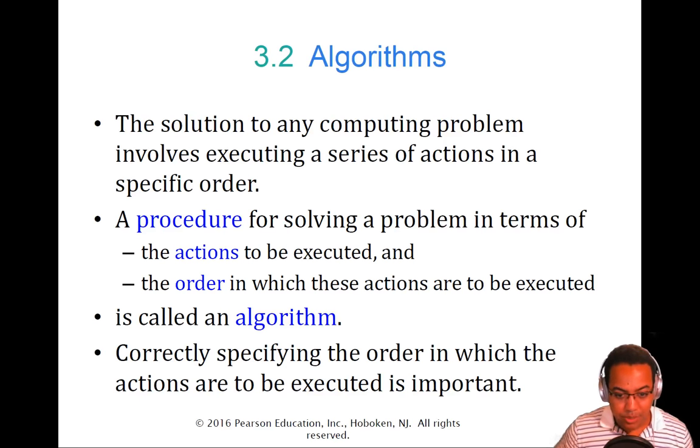As you know, a computer program is a set of instructions that we tell a computer to execute. A procedure for solving a problem in terms of the actions to be executed and the order in which these actions are to be executed is called an algorithm. Okay, so a procedure for solving a problem in terms of the actions to be executed and the order, actions in order, is called an algorithm. Correctly specifying the order in which the actions are to be executed is extremely important.